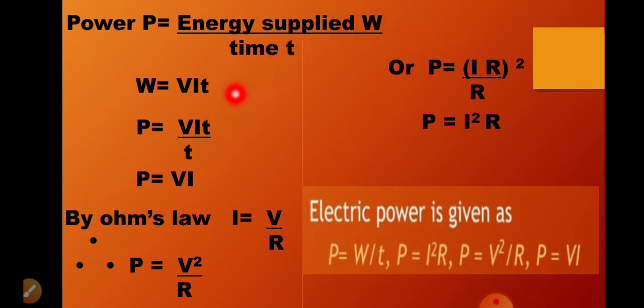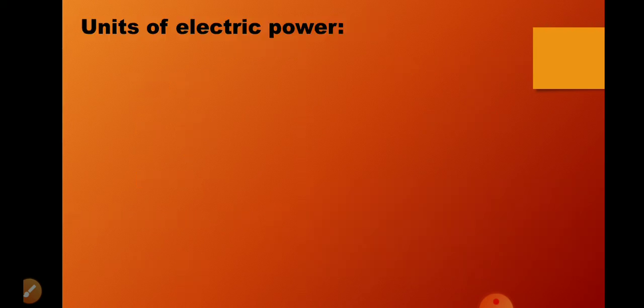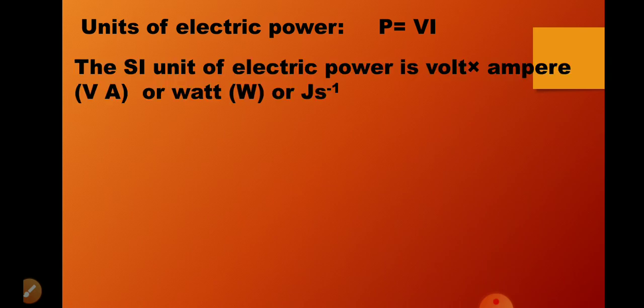In the same way, if you take this expression P is equal to V into I, the SI unit of potential difference is volt and that of current is ampere. So the SI unit of electric power is volt into ampere, or it is also given as watt. Okay, so these are the units of electric power.